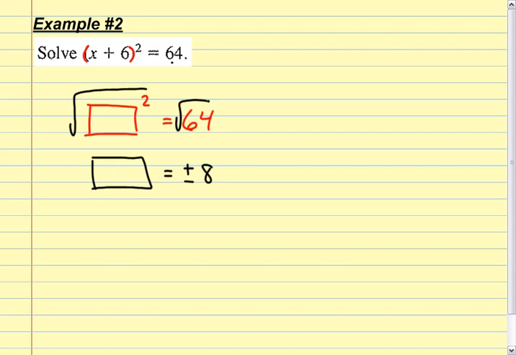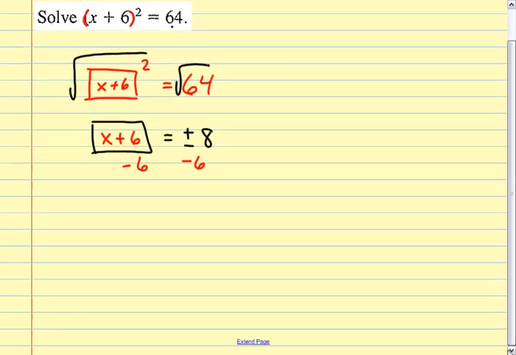You agree? Okay. But now, in this problem, the box isn't empty. It's x plus 6. So now I've got x plus 6 equals positive or negative 8. Any idea what I need to do here? Okay. All right. So Harrison says he wants to subtract 6 from both sides. I do not disagree with that.